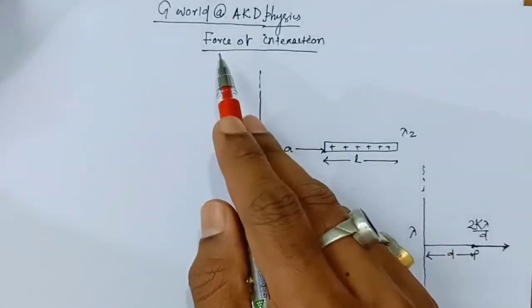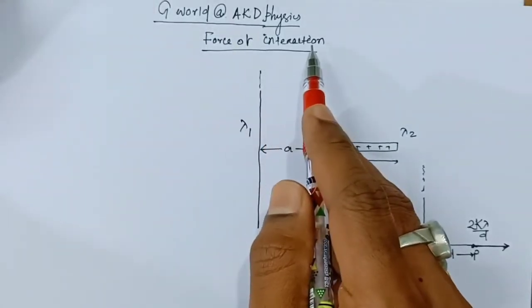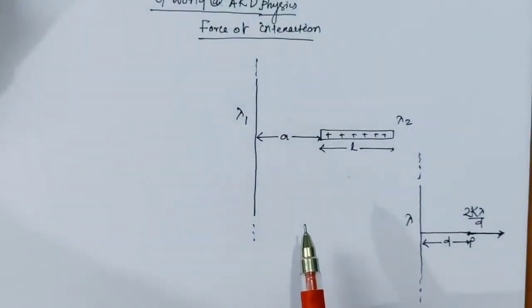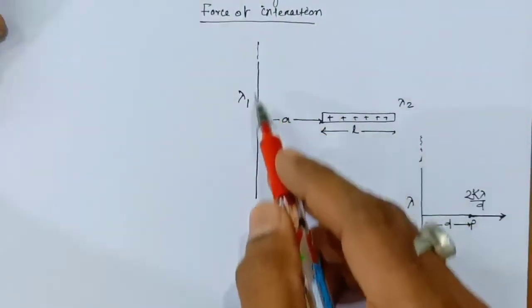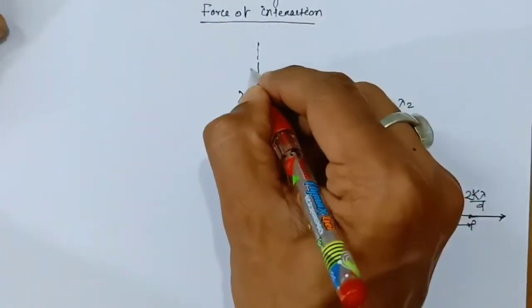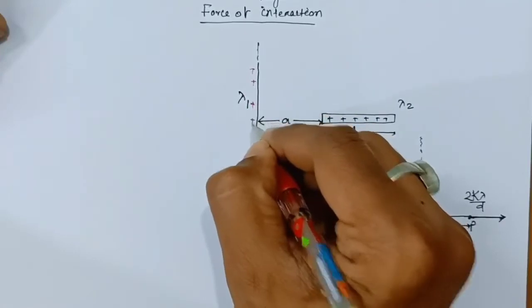Today we will discuss one of the applications of electric field, that is force of interactions. How the questions will be framed. Let's consider an infinite rod having line charge density lambda 1. This is a positively charged rod.